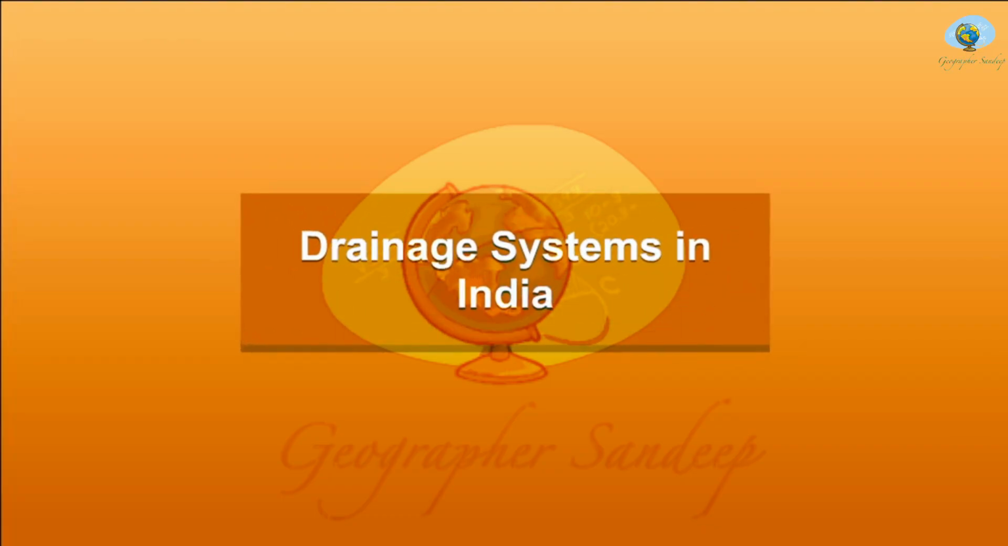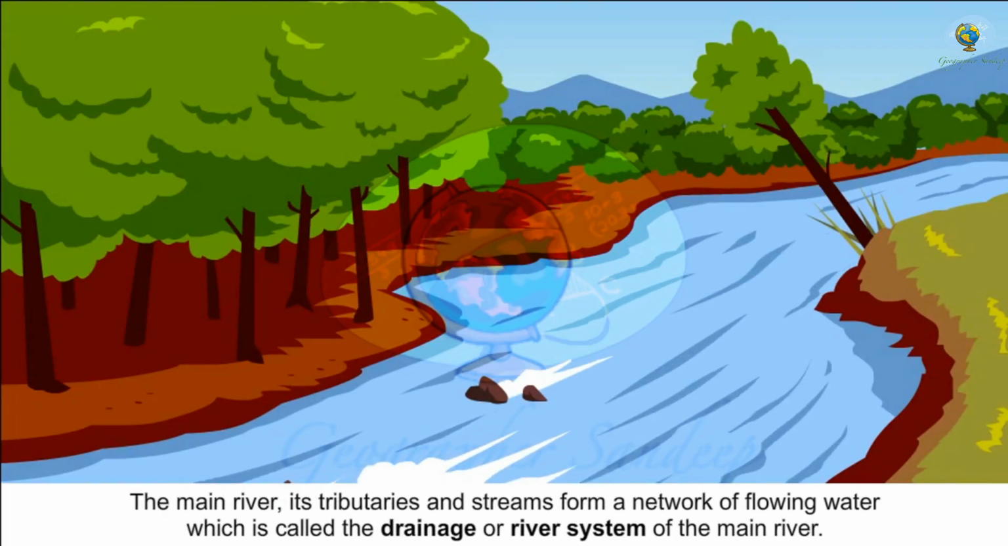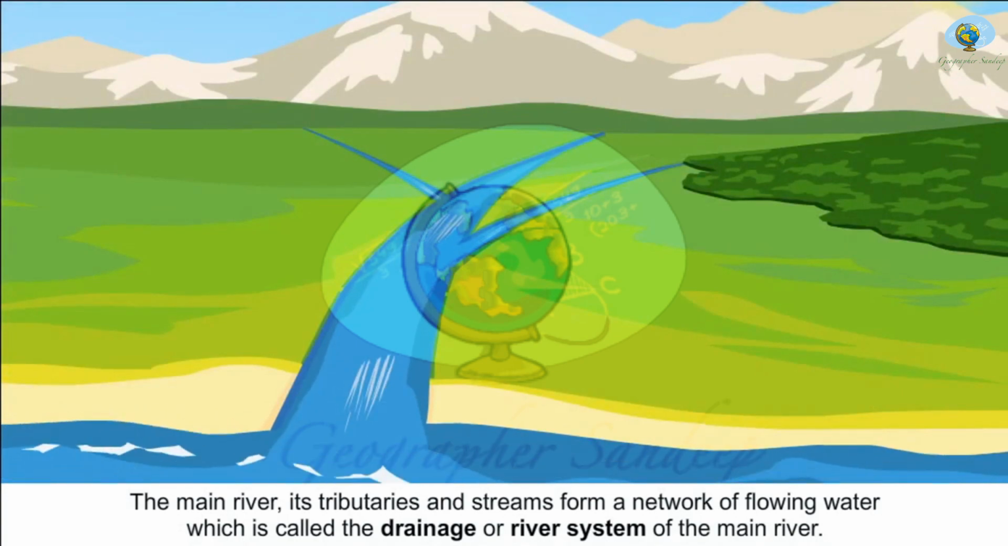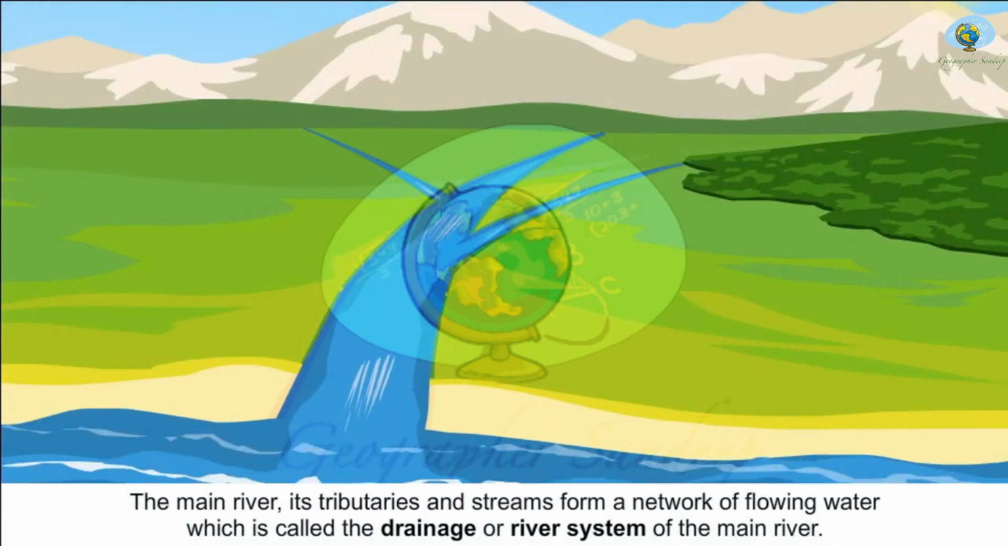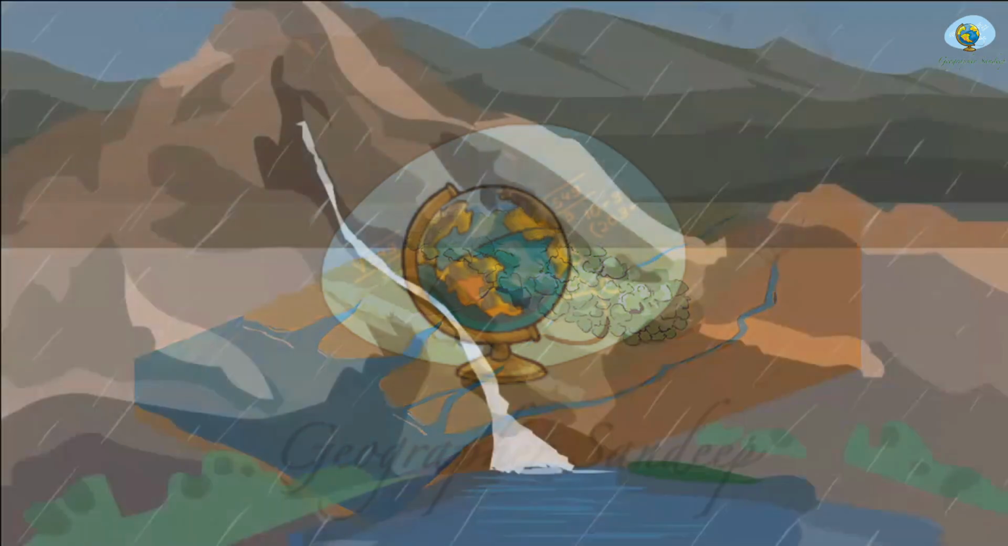Drainage systems in India. The main river, its tributaries and streams form a network of flowing water, which is called the drainage or river system of the main river. An area drained by a single river system is called its drainage basin.